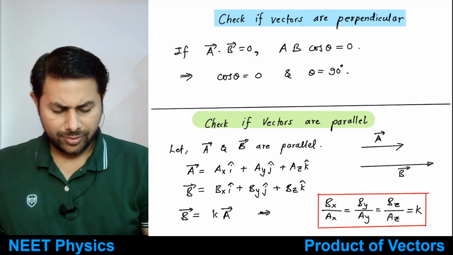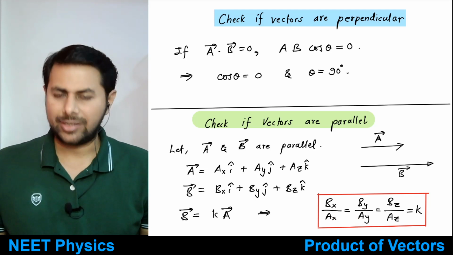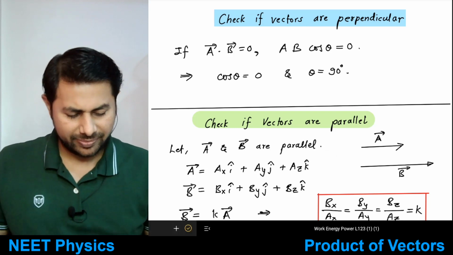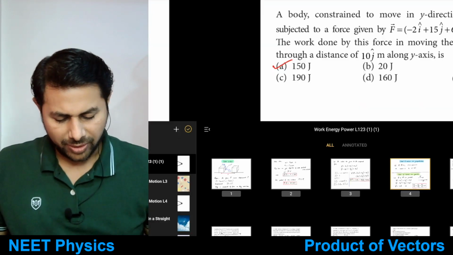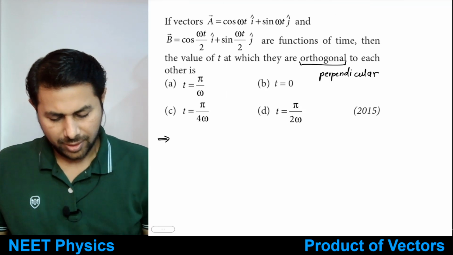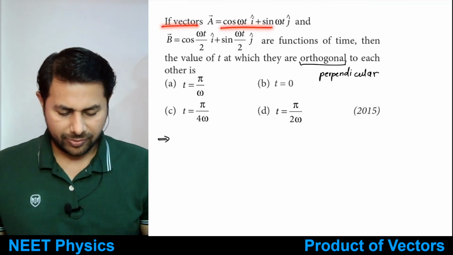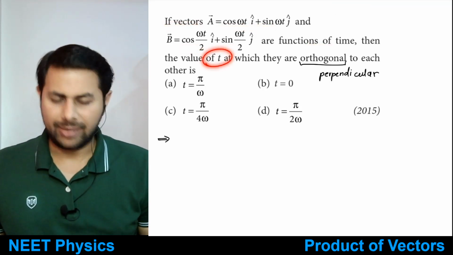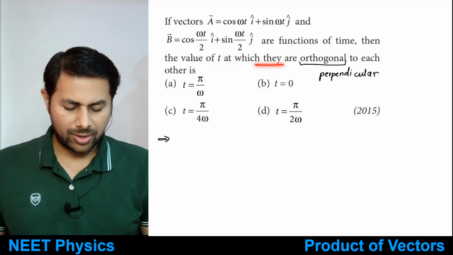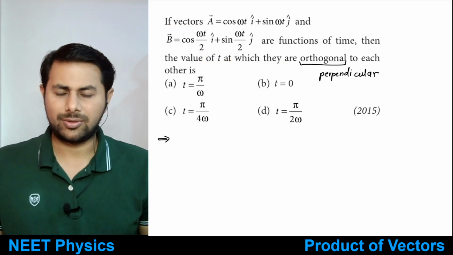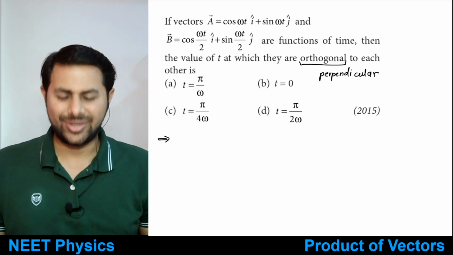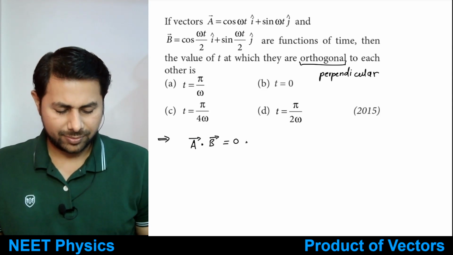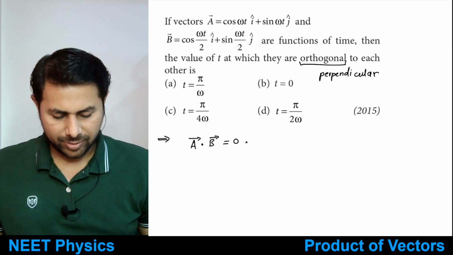Okay, good. So this is how we check if two vectors are perpendicular, and this is how we check if two vectors are parallel. So what was the problem? The problem was vectors a bar is equal to this thing, b bar is equal to this thing, are functions of time, and the value of t at which they are orthogonal, means perpendicular to each other. So now we know how to check whether they are perpendicular or not. So if they are perpendicular, a bar dot b bar would be equal to 0, right? So just put a bar. So what is a bar?